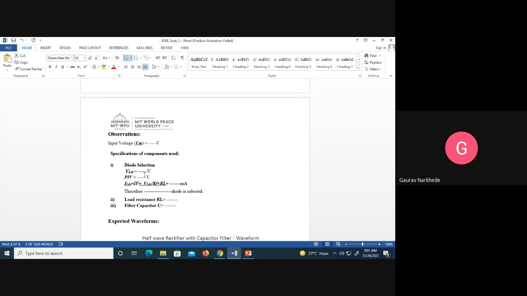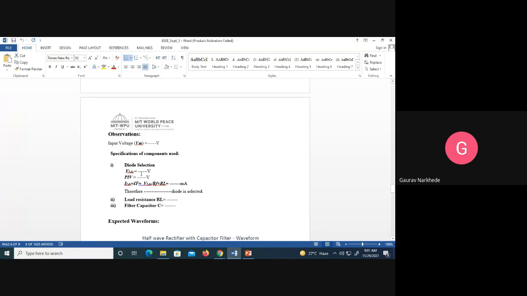That is not VLDC, that is the output Vm. So whatever VLDC you are using, just write it here, Vm by pi. Then the peak inverse voltage will be, what is Vm in the input? 3 volts. So the peak inverse voltage will be 3 volts.